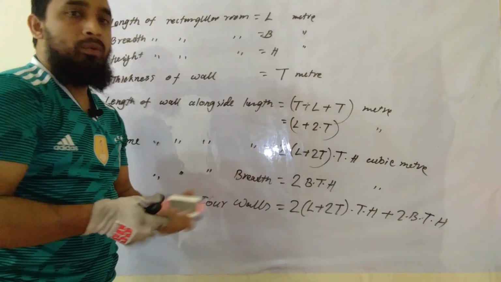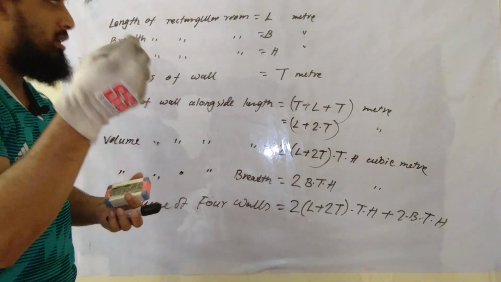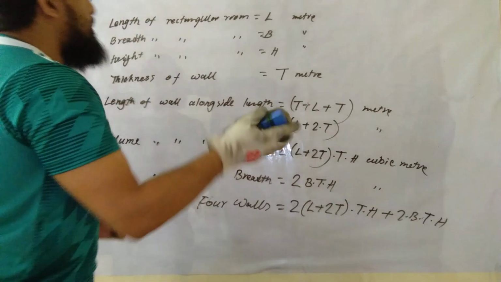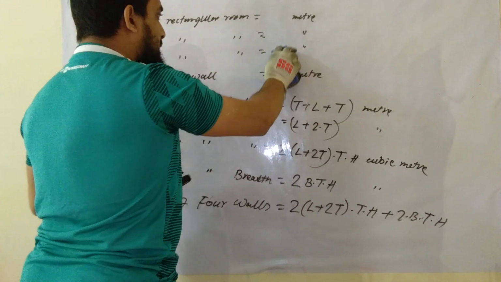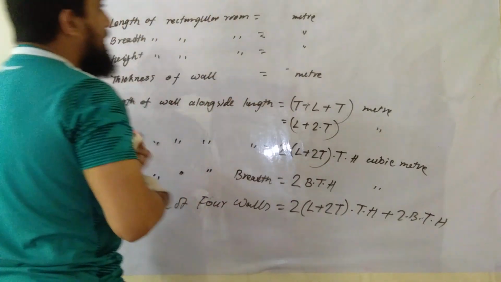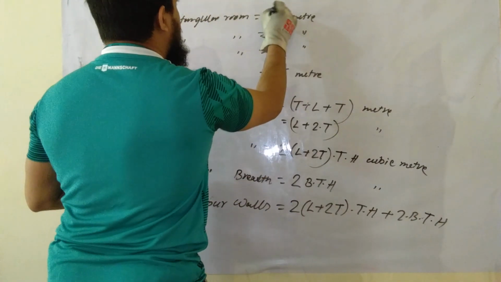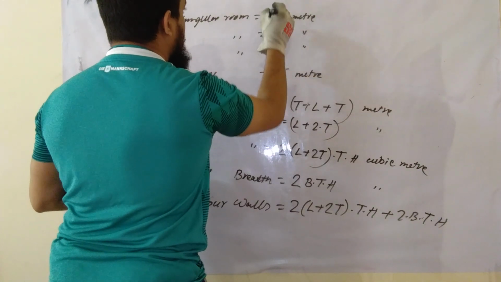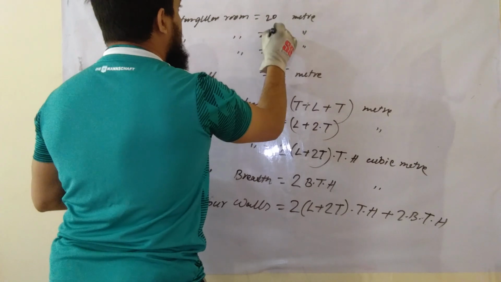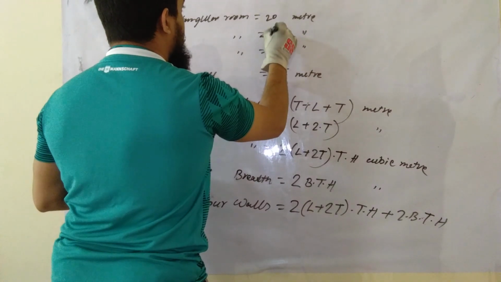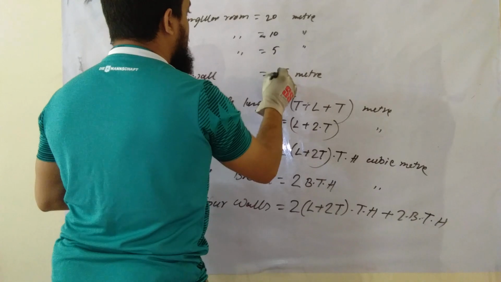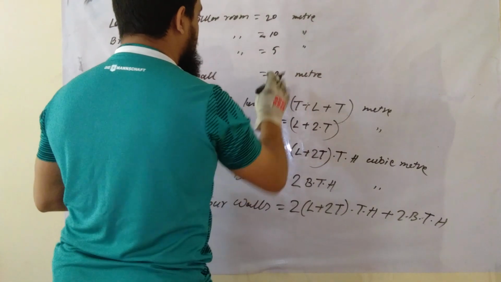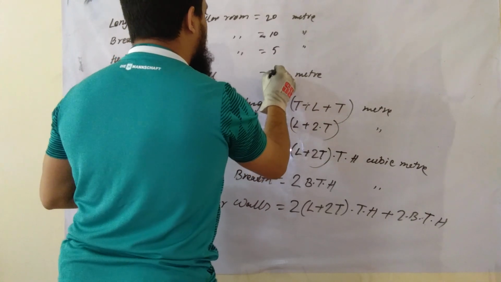Okay, now we just deal with some numbers. This is the theoretical part. Now just deal with some numbers. Suppose the length is 20, breadth is 10, height is 5 and thickness is suppose 2. Rather, thickness is 1 meter.